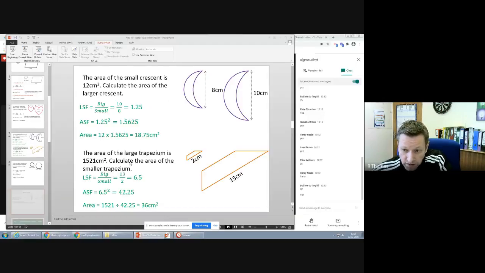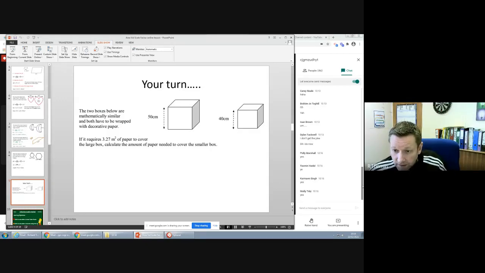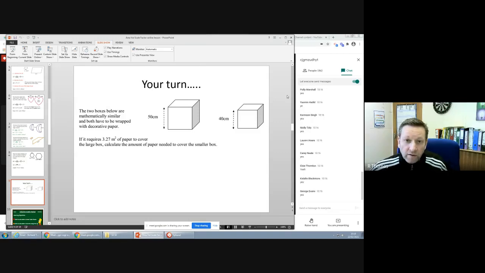Anybody get 2.09 square meters as your answer? Someone please type a yes in for me so I know you're still there. Brill, thank you.